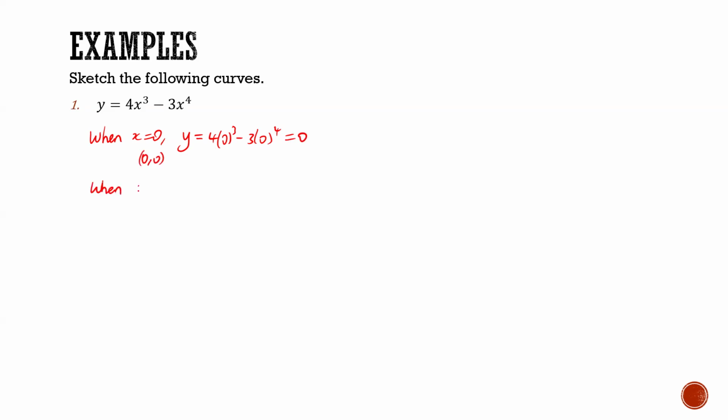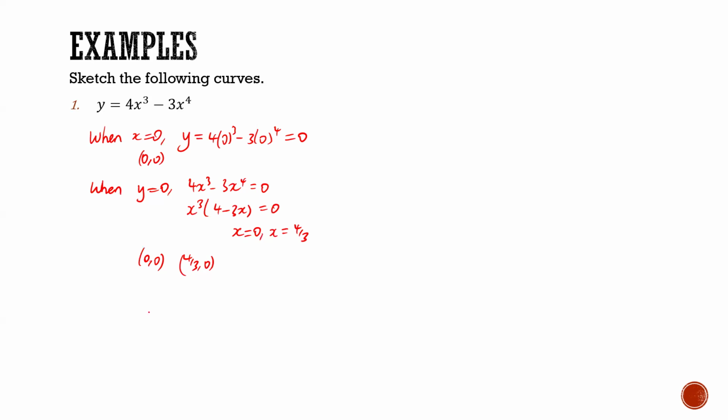Okay, how about when y is 0? Now when y is 0, we'll have 4x cubed minus 3x to the power 4 being 0. This is the same as x cubed times (4 minus 3x) being 0. And so here we have two solutions: either x is 0 or x is 4 over 3. And so we have the two points (0, 0), which we already got, and the point (4/3, 0). So we have those two x-intercepts.